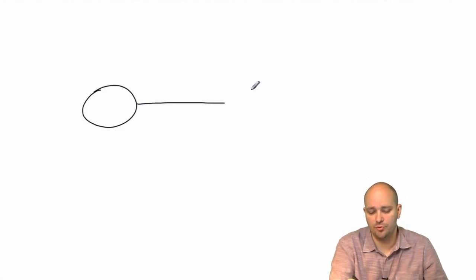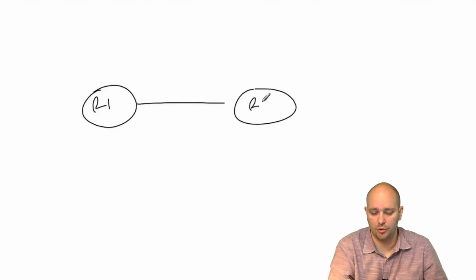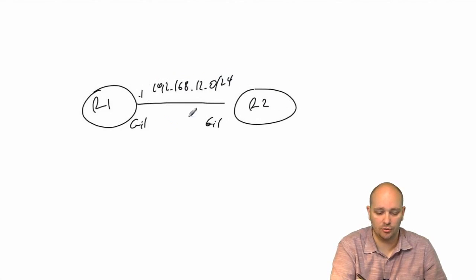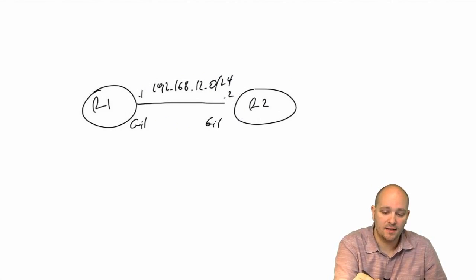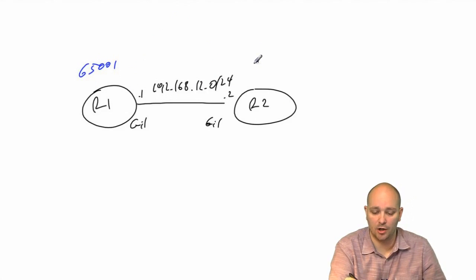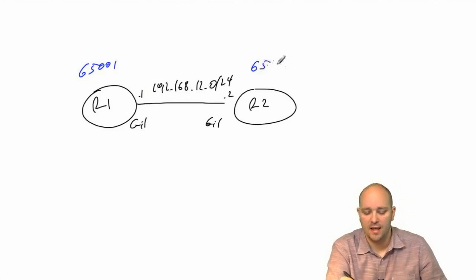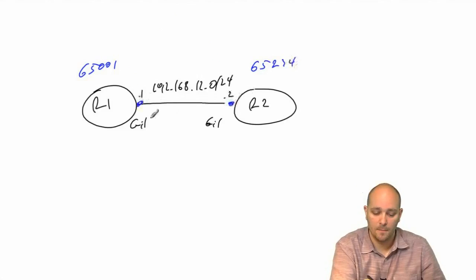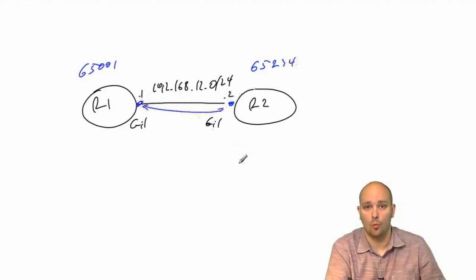And to do that, what I'm going to do is I'm going to use the network that we already have. I have two routers, R1 and R2, that are directly connected on gigabit 1, and the network between them is 192.168.12.0/24. .1 here, .2 here, and R1 is configured in AS65001 and R2 is configured in AS65234, and there is a direct peering between them on gigabit 1 configured.